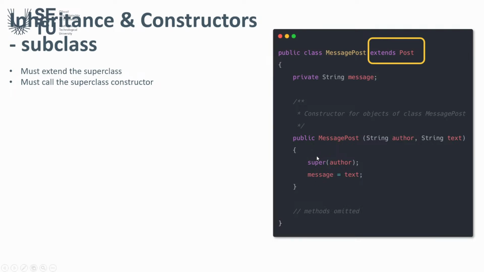The keyword super is really important. We use super to call our class above, our superclass. We can say super open bracket like this, and that's calling our constructor. Or if we say super dot, that's when we call a method that's in our superclass.